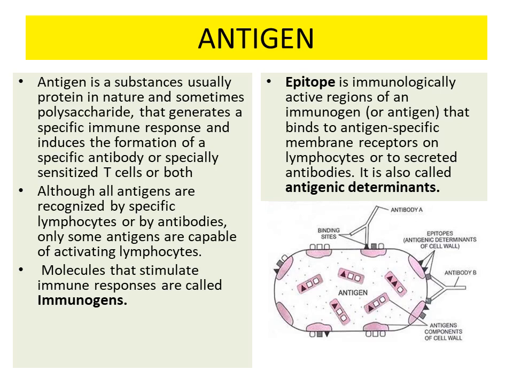Epitope is the immunologically active region of the antigen or immunogen that binds to antigen-specific membrane receptors on the lymphocytes or to secreted antibodies. These are also known as antigen determinants. In this figure, you see this is a bacteria. It has different types of antigenic determinants. These are known as the epitopes. These are the epitopes where the Y-shaped antibodies can bind. So epitopes or antigen determinants are the structures which are present.